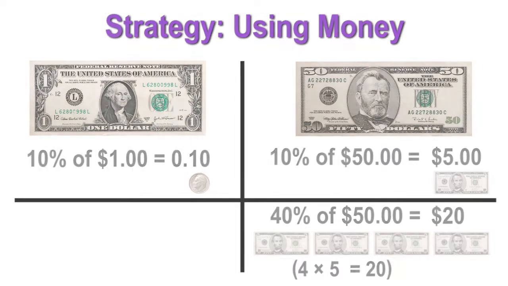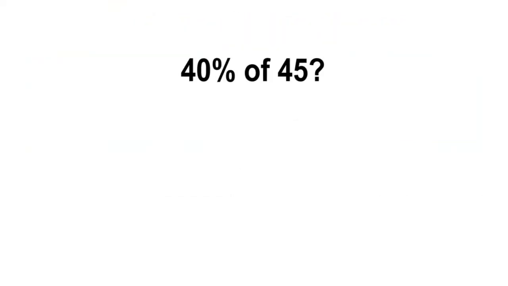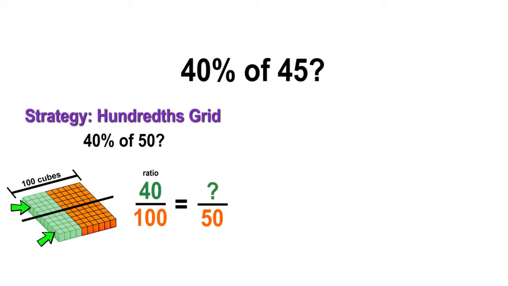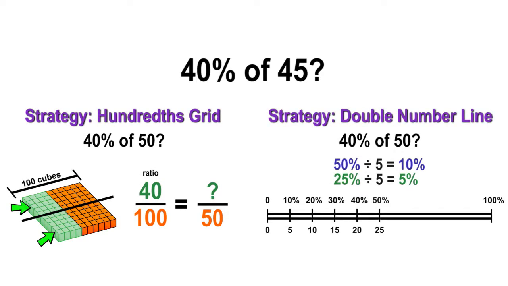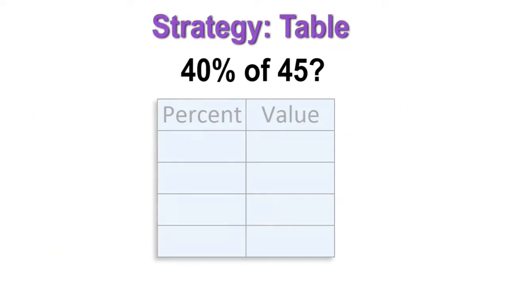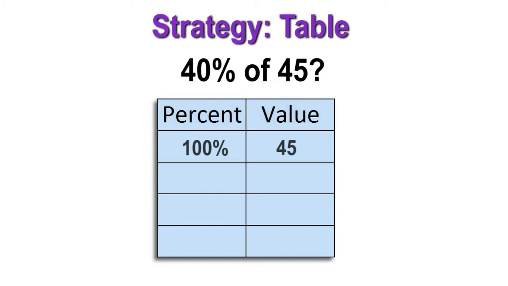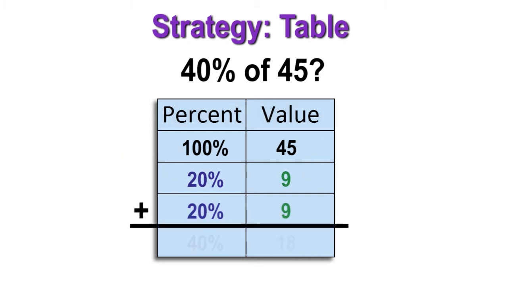Let's try another problem. What if we had the question, what is 40% of 45? Some percent problems are easily solved using hundredths grid, while other problems are more easily solved using another method. For example, how about using a table? We can determine 100% of the whole is 45. Then we can find a common factor of both numbers. Both numbers can be divided by 5, so let's try that. 100% divided by 5 is 20%, and 45 divided by 5 is 9. 20% plus 20% equals 40%, and 9 plus 9 equals 18. So 40% of 45 is 18.